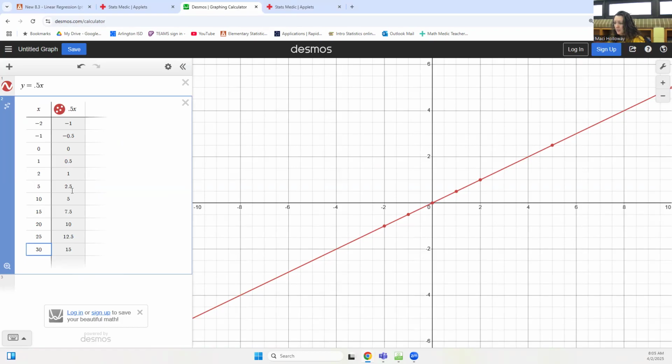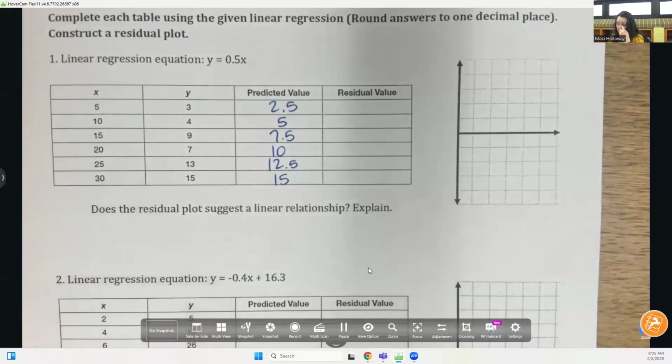So for 5, our predicted value is 2.5. For 10, our predicted value is 5. For 15, our predicted value is 7.5. And for 20, our predicted value is 10. 25 is 12.5. And then 30 is 15. So I've written those predicted values here on our piece of paper.